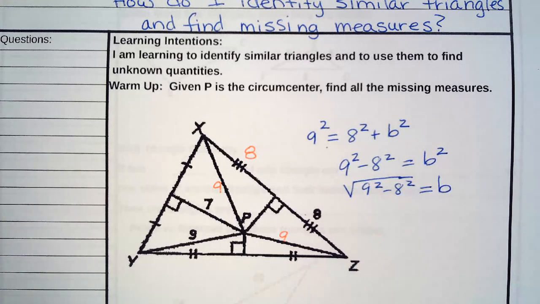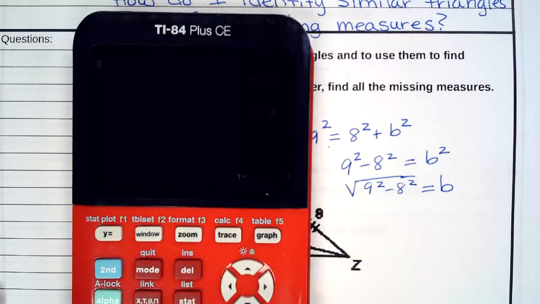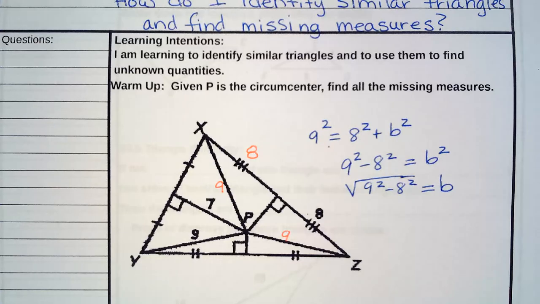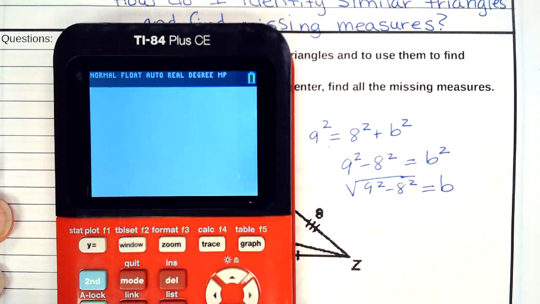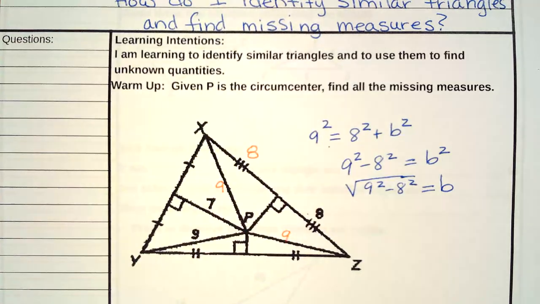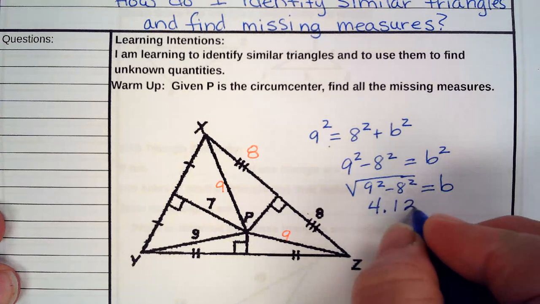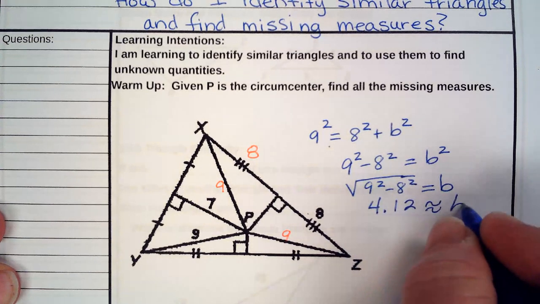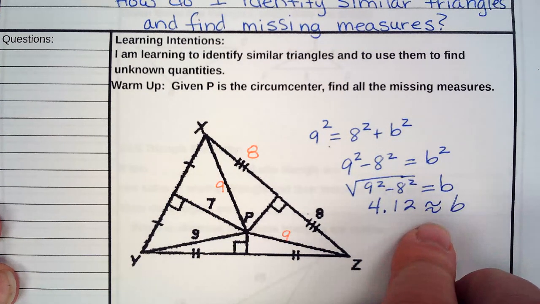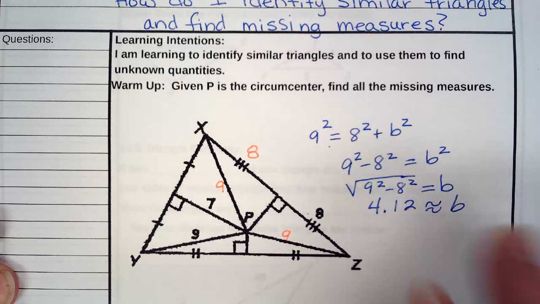Now, I can guarantee you that it's not going to come out as a pretty nice integer. So we will do rounding. And we end up with 4.123. So this is approximately 4.12. And we use the approximate symbol because it is not exact.